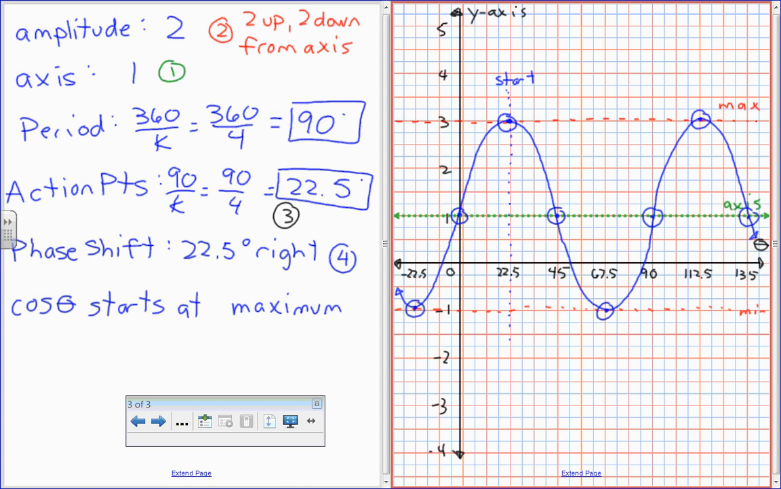I'm so happy. Let's put a title onto this, which is going to be y equals 2 cos 4(theta minus 22.5) plus 1. All right, domain and range. Taylor, I'm picking on you. What's the domain for this graph, please? Very good.